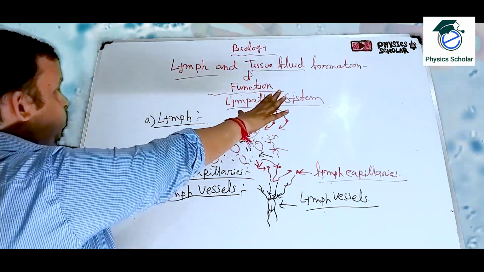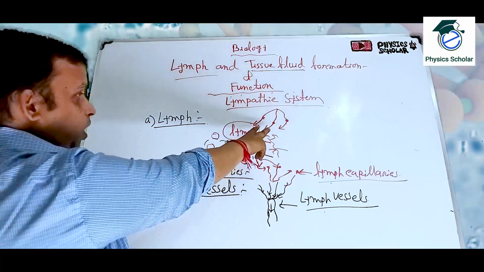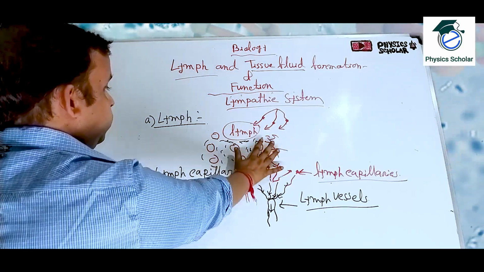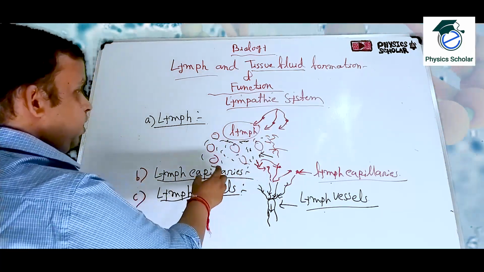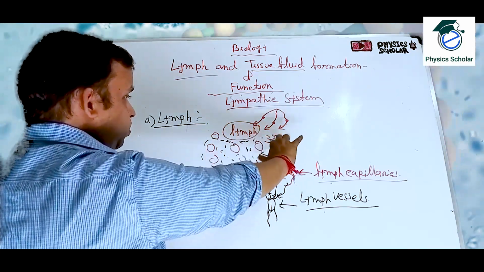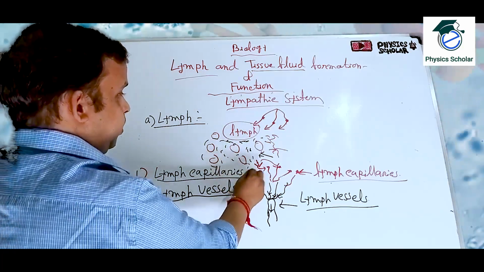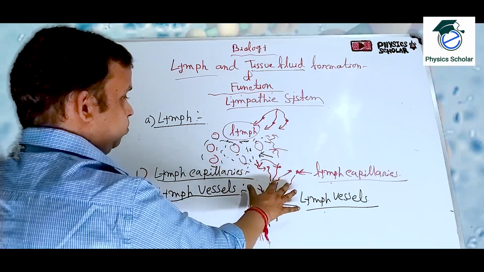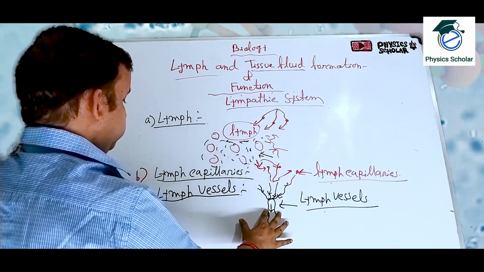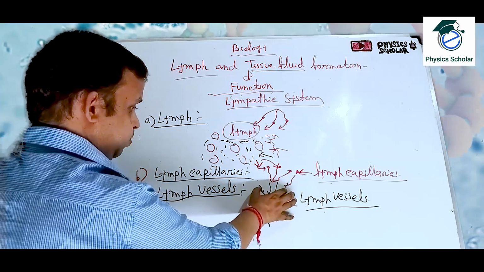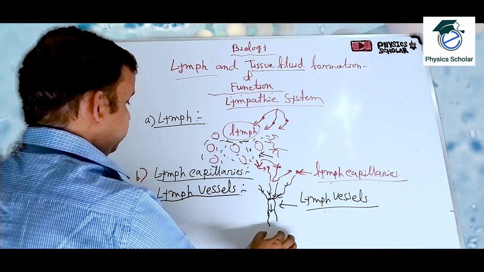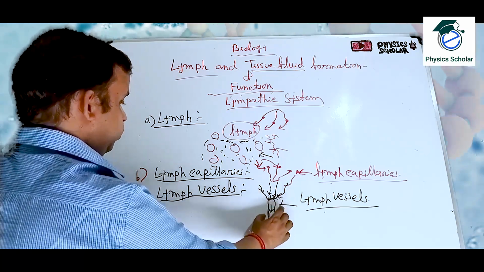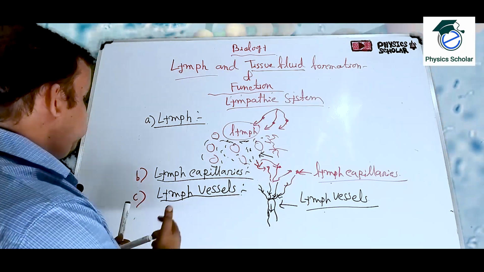So first, what is the lymphatic system? First one is lymph, the liquid that comes out from the blood capillaries and is deposited in between the tissues and the cells. Then the lymph capillaries: this lymph will be surrounded by the many lymph capillaries and enter into them. From there, the lymph capillaries connect themselves and prepare the lymph vessel. So all the lymph will be deposited in the lymph vessel, and through lymph vessels it will flow. So these are the 3 points.